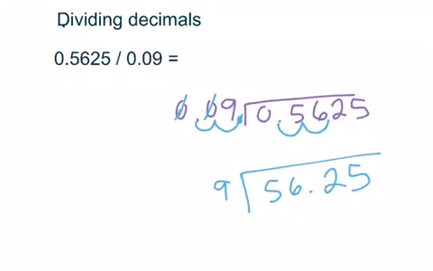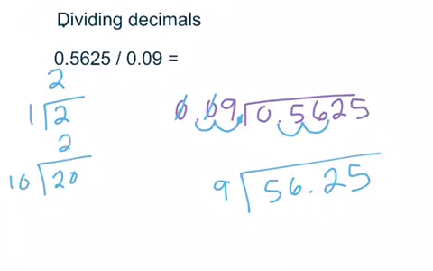Because of my understanding of powers of 10, I can do that and my answer will end up being the same. It's the same reason that 2 divided by 1 gives me 2, and 20 divided by 10 is also going to give me 2. 1 times 10 is 10, 2 times 10 is 20. The answer is going to be the same.